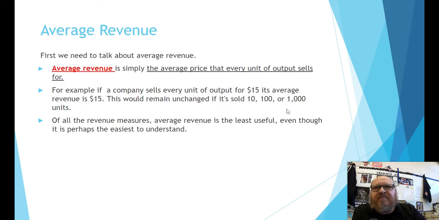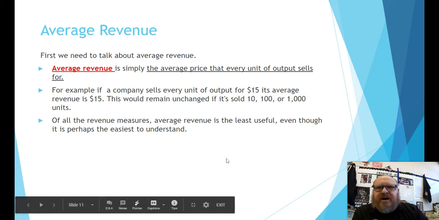We'll find out why. Okay, so first of all, we've got to talk about that average revenue. Average revenue is the average price that every unit of output sells for. So for example, if a company sells every unit for $15, then its average revenue is $15, and that doesn't change if they sell 10 items or 100 or 1,000 or 1,000,000. The average is still going to be 15 if they sell each unit at the same price. That's not completely realistic, but that's our example.